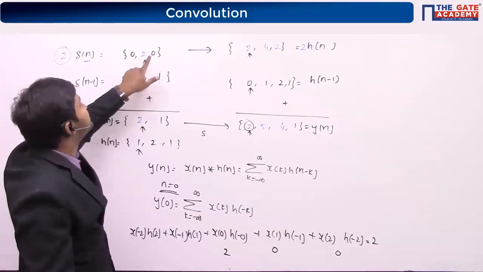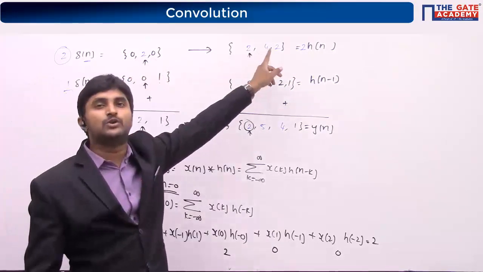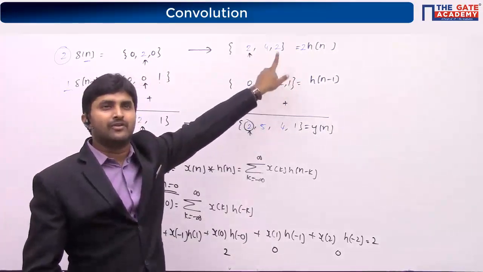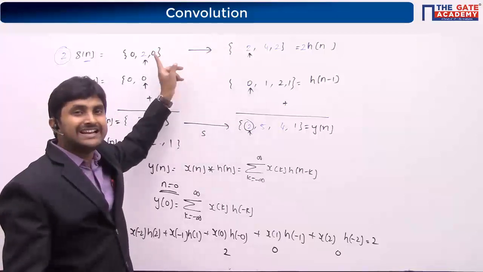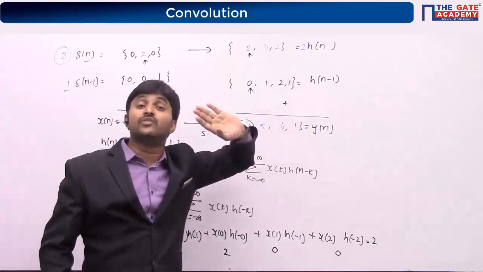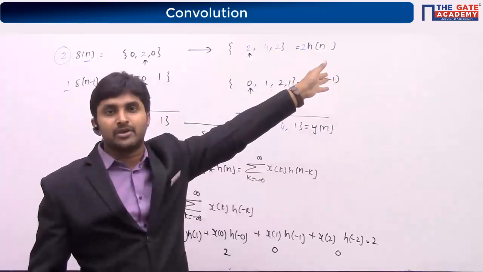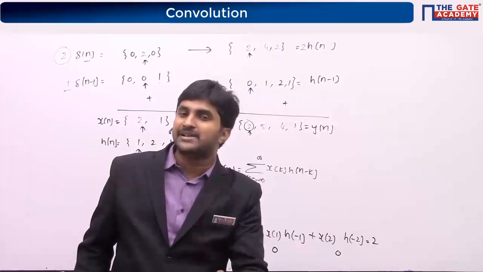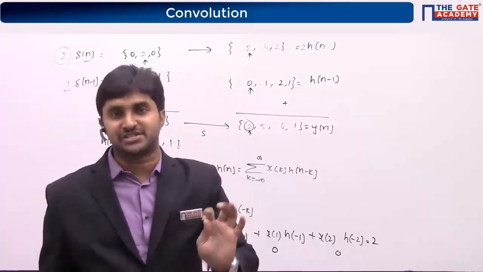Initially I have kept 0, 1, 0. The response I got was 1, 2, 1. Now I made it 0, 2, 0. It is the input which has changed, which led to the output changing. But still our h of n is the same, okay? Because h of n is nothing but the impulse response that we got for a unit impulse.